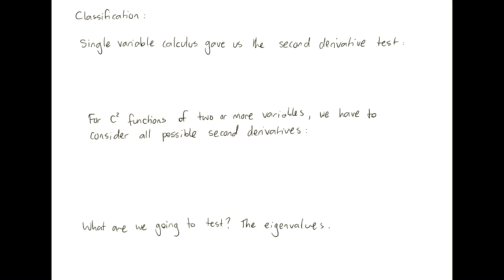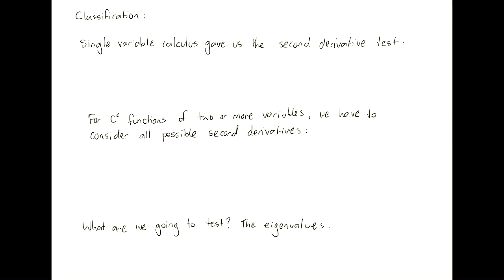So in single variable calculus, this was very, very easy. We learned the second derivative test, which basically said, if my curve is going like this, it's a maximum. And if my curve is going like this, it's a minimum. But of course, in single variable calculus, those were the only 2 options. Here, there's other things that can happen.